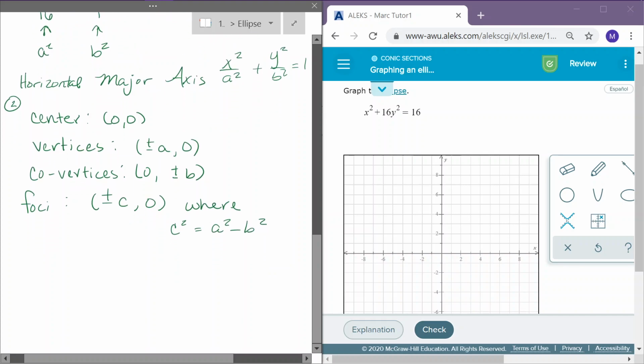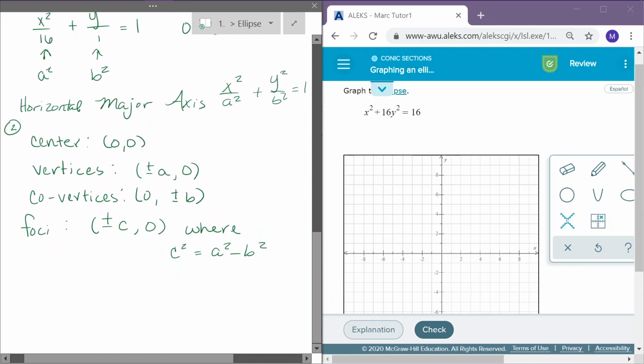So let's look at this. Our vertices are going to be plus or minus a comma 0. So if our a squared is 16, that means our a is going to be 4 because a is always positive. So we have plus or minus 4 comma 0. Our co-vertices, we need to look at b. So we're going to have 0 comma, our b squared is 1, so we're going to have plus or minus 1.